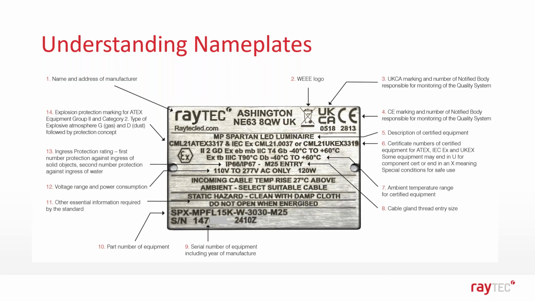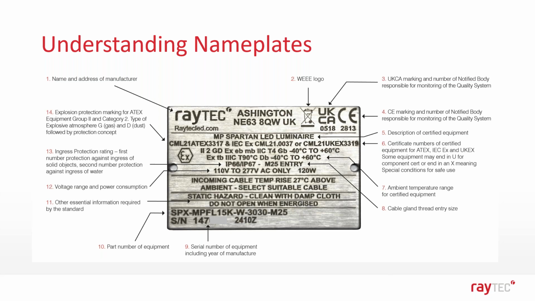The ambient temperature range for the certified equipment is listed next, in this case -40 to +60, and the cable gland thread entry size. Moving around the plate, serial number of the equipment, including the year of manufacture, part number of the equipment, and any other essential information that might be required by the standard, so do not open when energized, voltage range and power consumption, so you can ensure that you're putting the correct voltage input into the product.